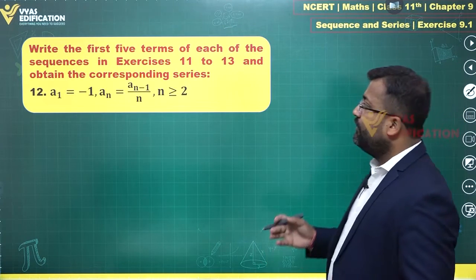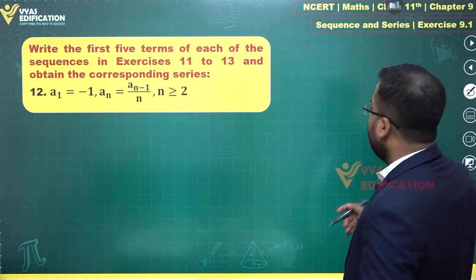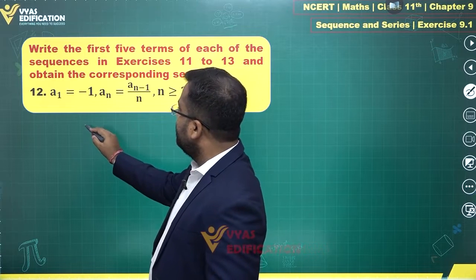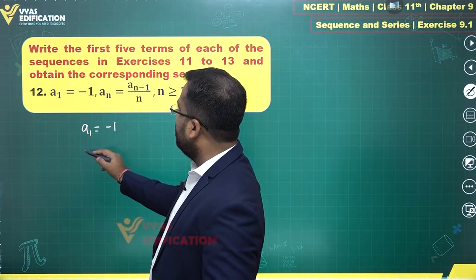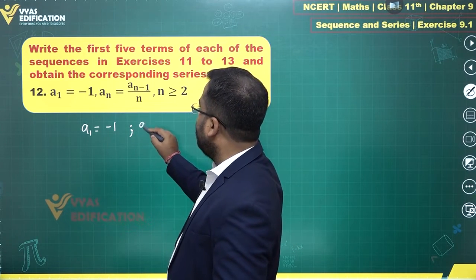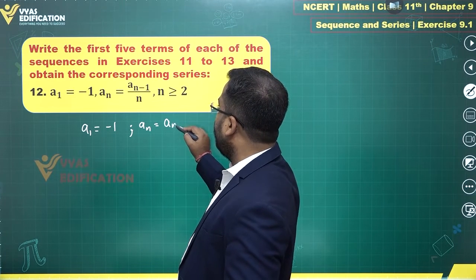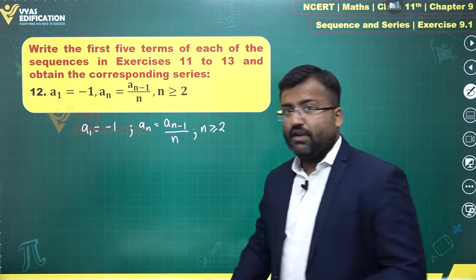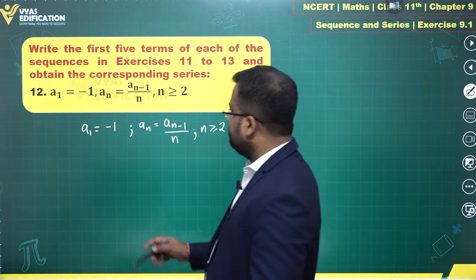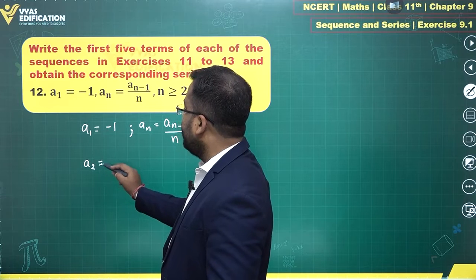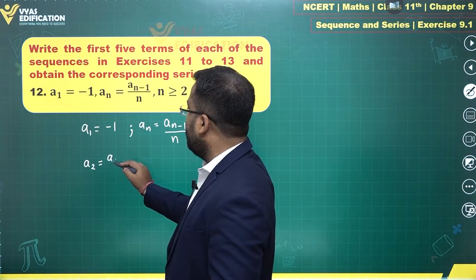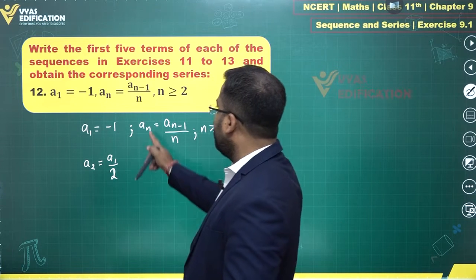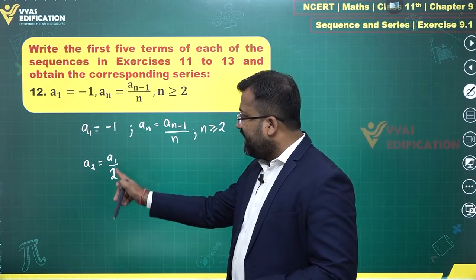In question 12th, we have A1 equals minus 1 and then there's a recursive relation again given over here. An is this. So A1, let's begin with this minus 1 and we know that An will be An minus 1 upon n for n greater than equal to 2. Okay, if this relation is given, can I find A2? Yes, A2 will be An minus 1, which is A1 upon 2. If n is 2, A2 will be A1 upon 2.